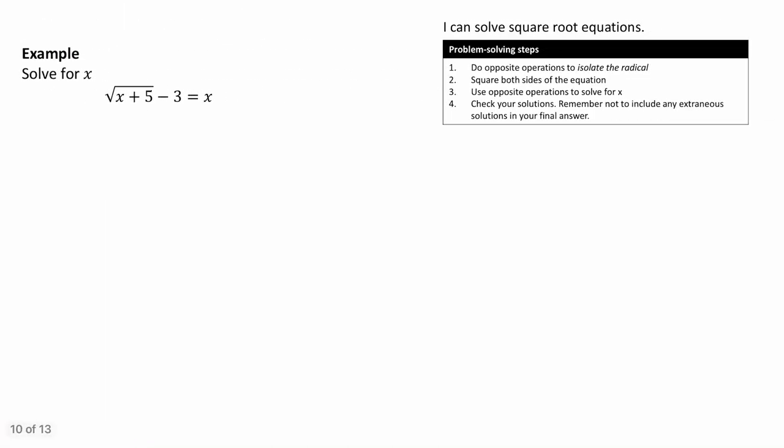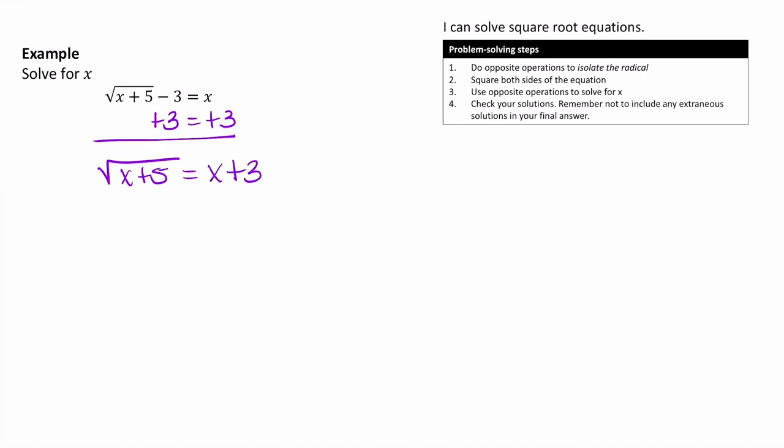So now let's try this example. So this is a little bit different because we now have a variable on the right side of our equation. But the steps are always going to be the same. You always want to isolate the square root. Okay, so this minus 3, I'm going to move it to the other side so that it's away from my square root. So I end up with the square root of x plus 5 equals x plus 3.